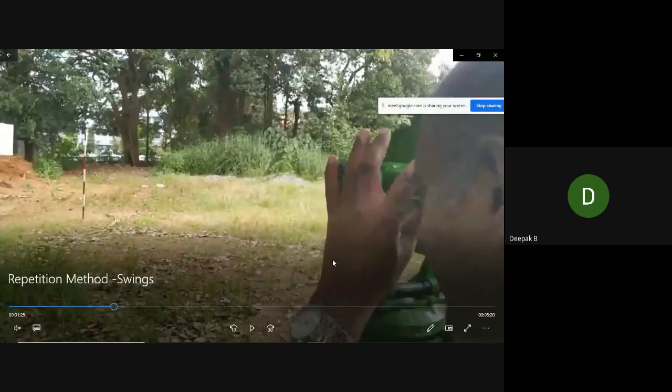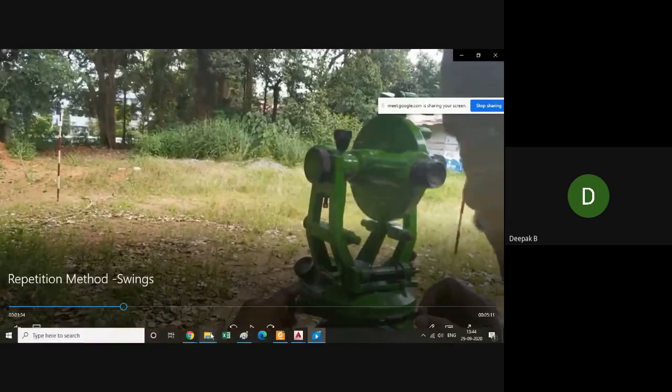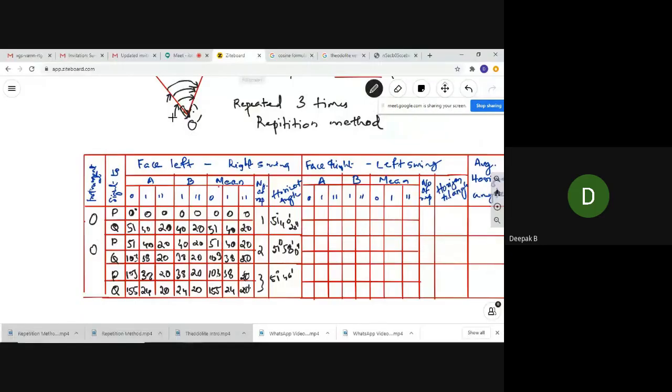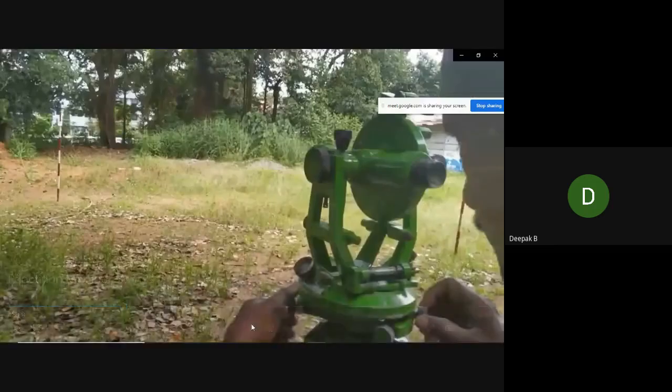But now in this configuration, what we'll do is rotate it in the anti-clockwise direction. We'll rotate to the left side, that is, we will rotate it in this direction. We will try to change the reading on this side. Okay. That will be the face right left swing. I'll show you.